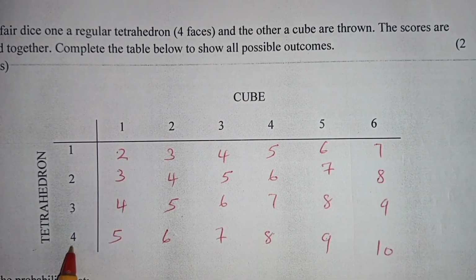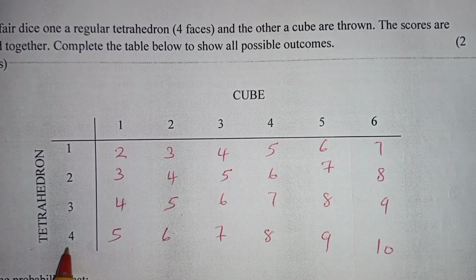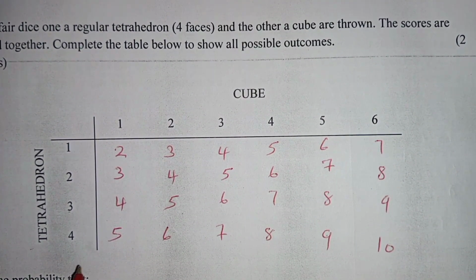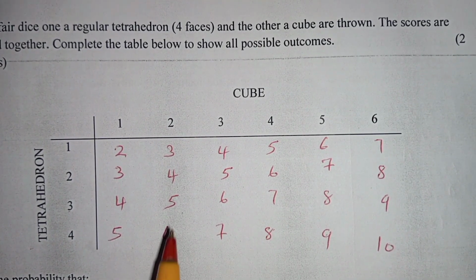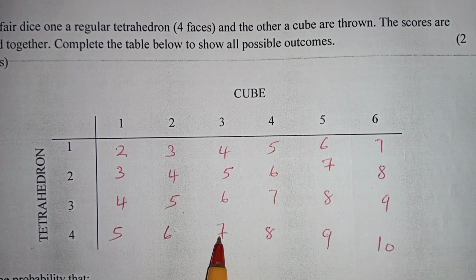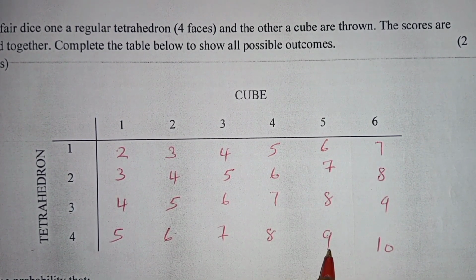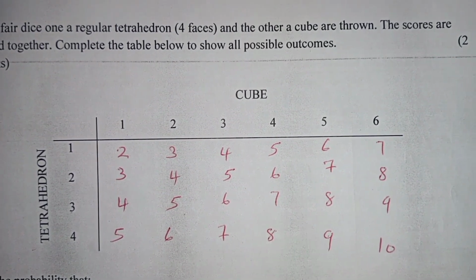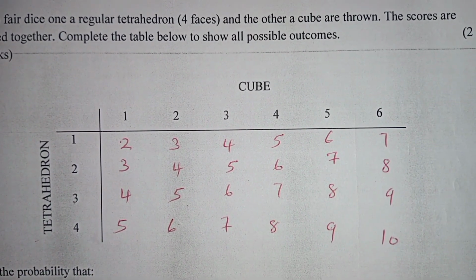Then finally, the fourth value, to get the fourth row, we add the fourth value with all the values on the first row. So you have 4 plus 1 is 5, 4 plus 2 is 6, 4 plus 3 is 7, 4 plus 4 is 8, and 4 plus 5 is 9, 4 plus 6 is 10. So this is the possible outcome here, which is called the sample space for this case.